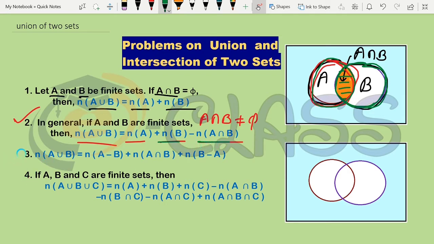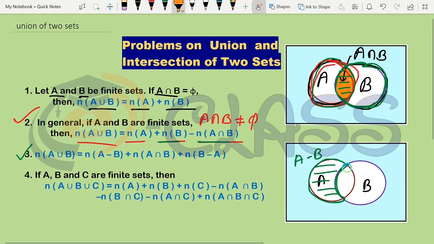Now formula 3. The number of elements in A union B equals the number of elements in A minus B plus the number of elements in A intersection B plus the number of elements in B minus A. So let us take, this is A, this is B. Now this region, this green area, is called A minus B.